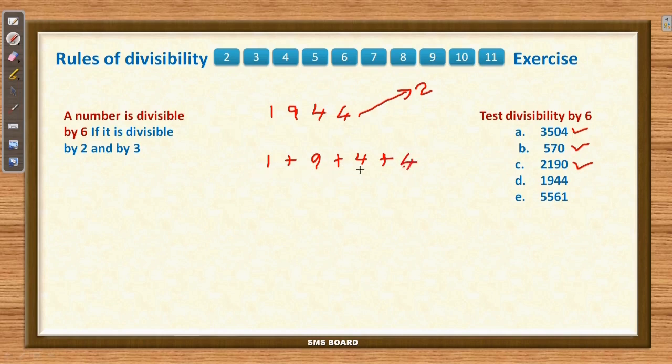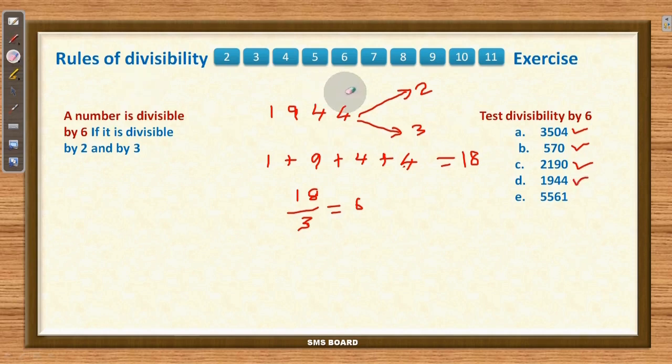9 plus 1 is 10, 14, 18. You know 18 is divisible by 3. 18 divided by 3 is equal to 6. So this number is divisible by 3 also. So the number is divisible by 2 and 3. So according to the rule, the number is divisible by 6.